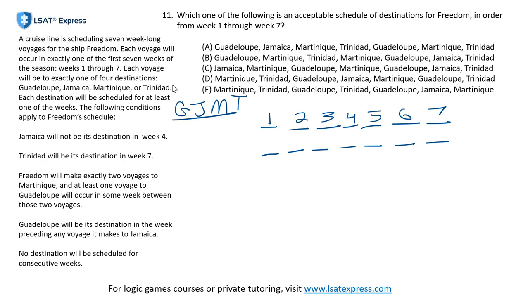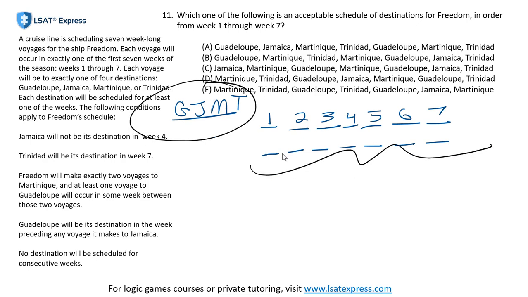Following conditions apply. So one big difference between this game and the first game is that here we have 4 items, but 7 slots to fill. So at least one of them is going to have to appear more than once. In game 1, we had 5 items, 5 slots. Each item had to appear. In this game, yes, each item does have to appear. So G, J, M, T, each of them does have to appear at least once, but at least one of them is going to appear more than once.